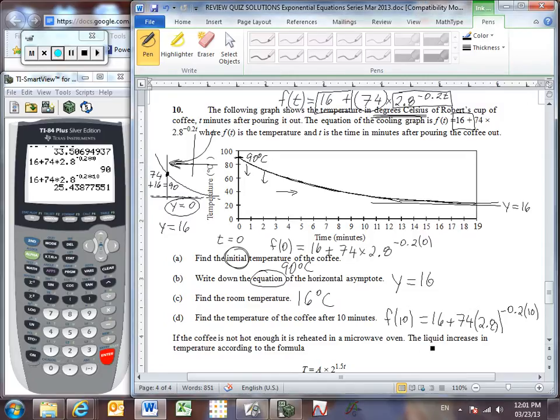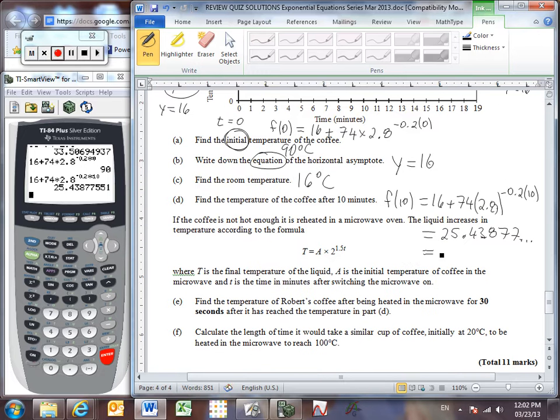and so my temperature is, where am I going to write this? Equals approximately 25.4387 if you want to be even more precise, and it goes on, but I'm just going to round to 3 significant figures, 25.4 degrees Celsius.